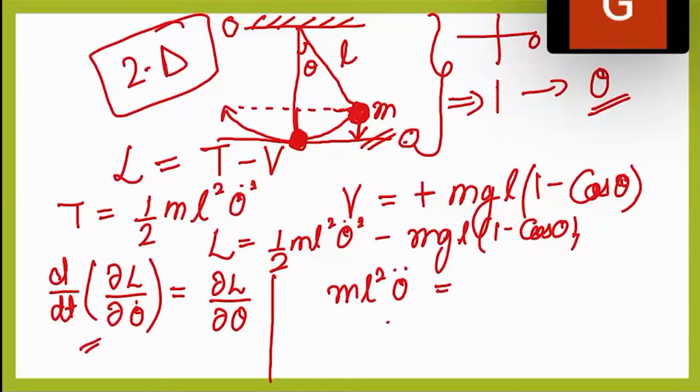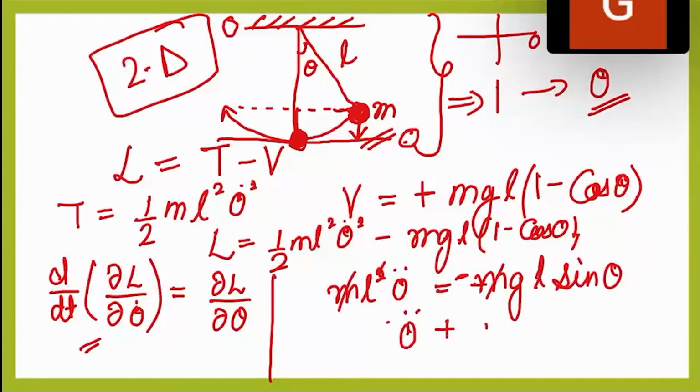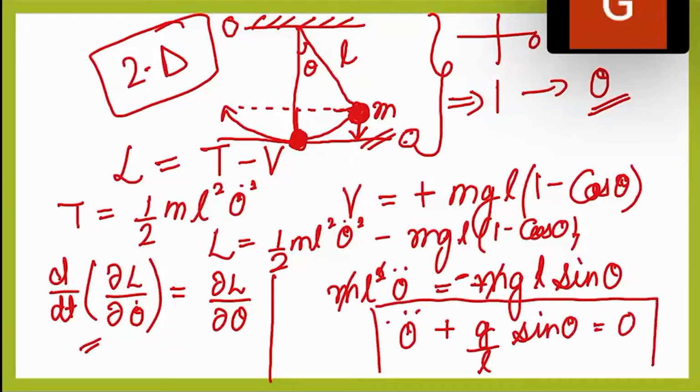It is how much? It is equal to minus, okay, minus plus mgl sine theta. So this L gets cancelled, and you will be getting theta double dot plus g by L sine theta equals 0. This is your equation of motion for the simple pendulum.